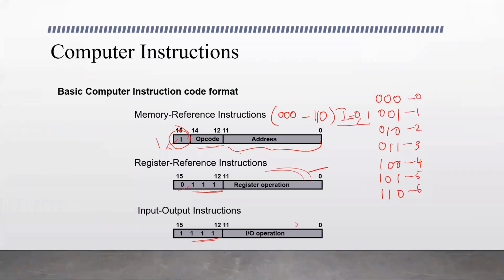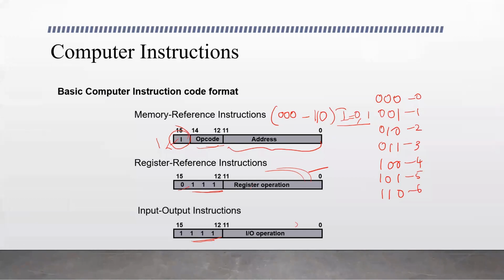Computer instruction. A basic computer has 3 types of instruction code. Okay, the first type of instruction code will have the memory address in the first 12 bits. And the next 3 bits are used for the operation code, and the last bit is used for specifying the type of the address used. Okay, indirect or direct address.